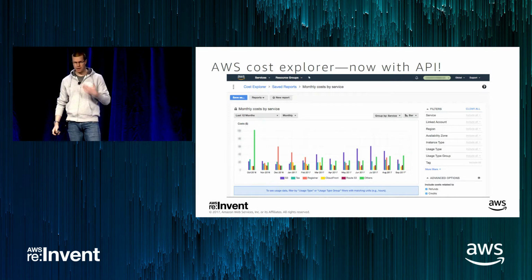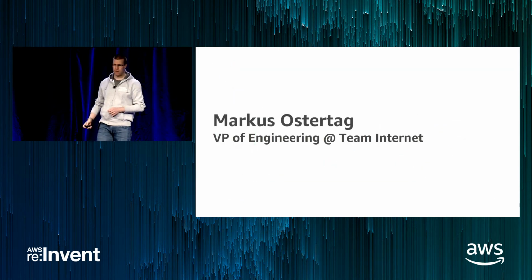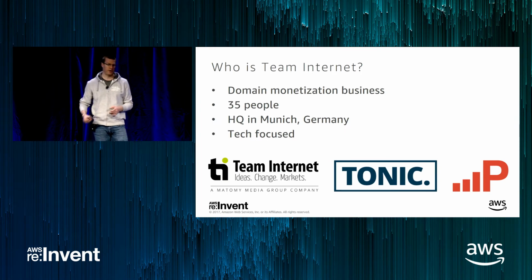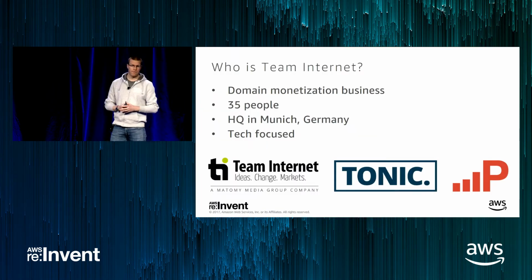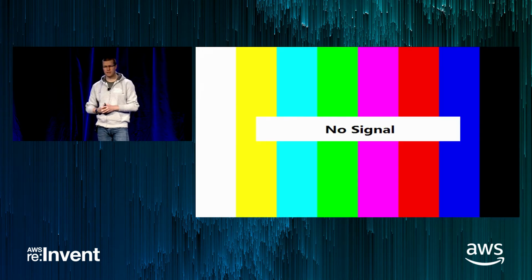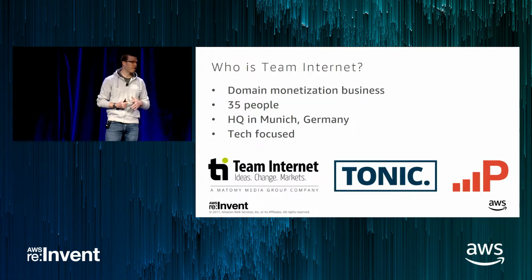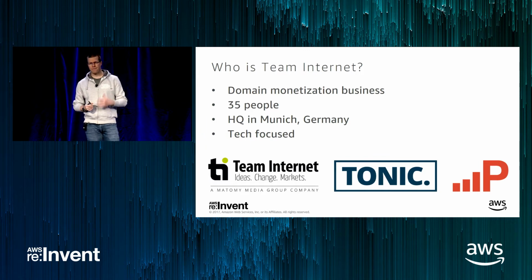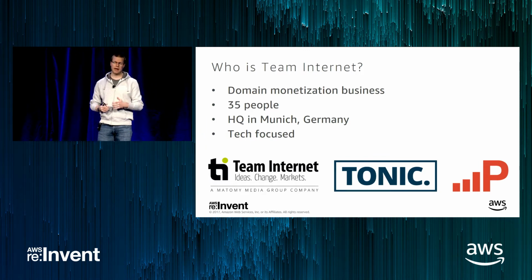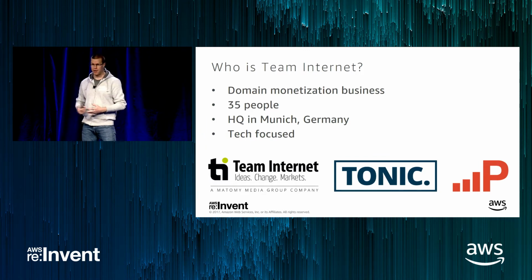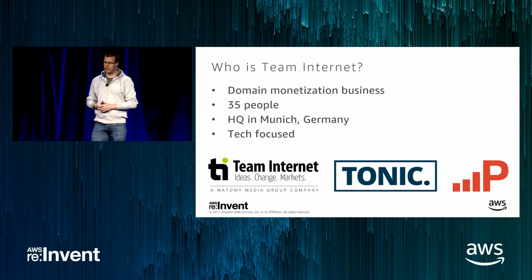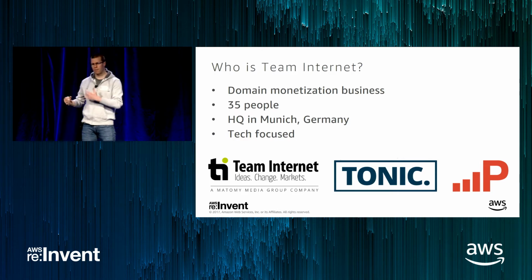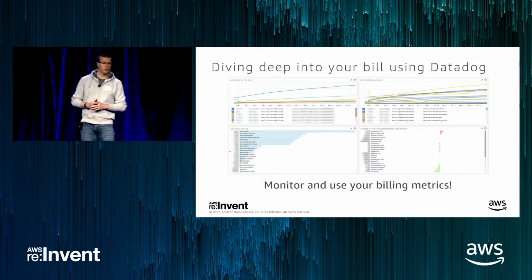As we have a lot of things to cover, I just want to go very shortly about who is Team Internet. We are one of the leading companies in the domain monetization business. We're only 35 people. Our headquarters is in Munich, Germany, and we are very tech-focused. So we're always trying to leverage tech as much as possible and scale only within tech and not with people. Costs are obviously a big thing for us. We need to make sure that we don't spend more than we actually need to. And that's why we're diving deep into our bill.